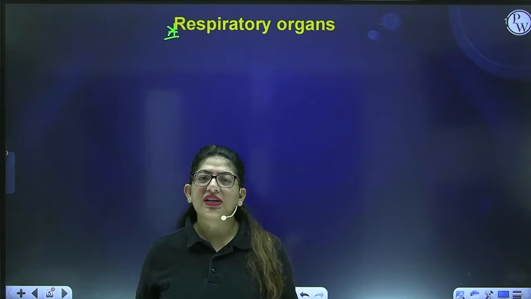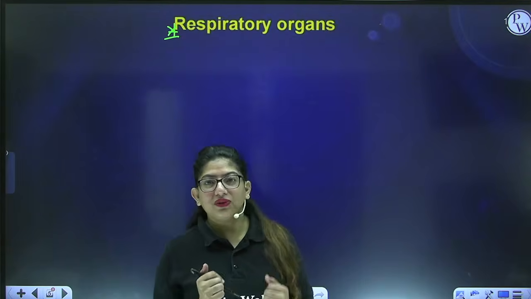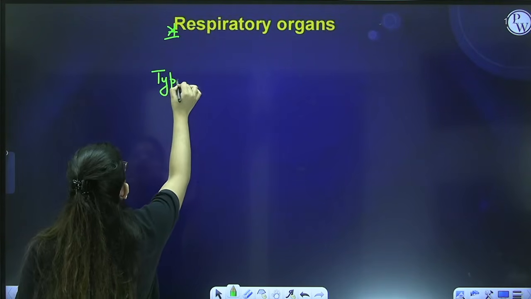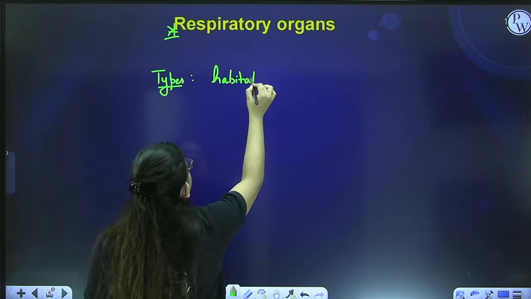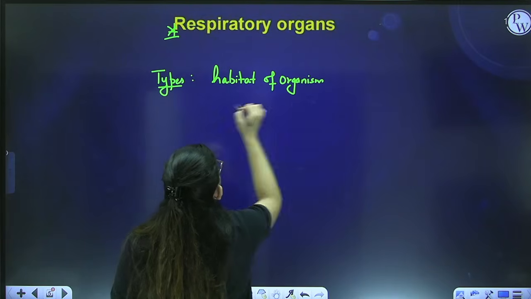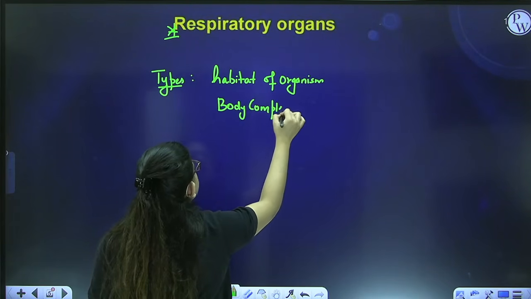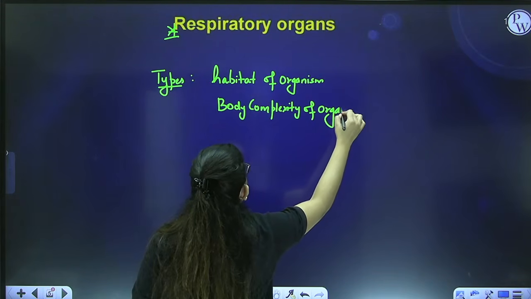And what about us? We have lungs. We are quite complex. We are mammals. So we respire through lungs. So the type of respiratory organ depends first upon the habitat of the organism and the body complexity of the organism. Let me show you with examples.